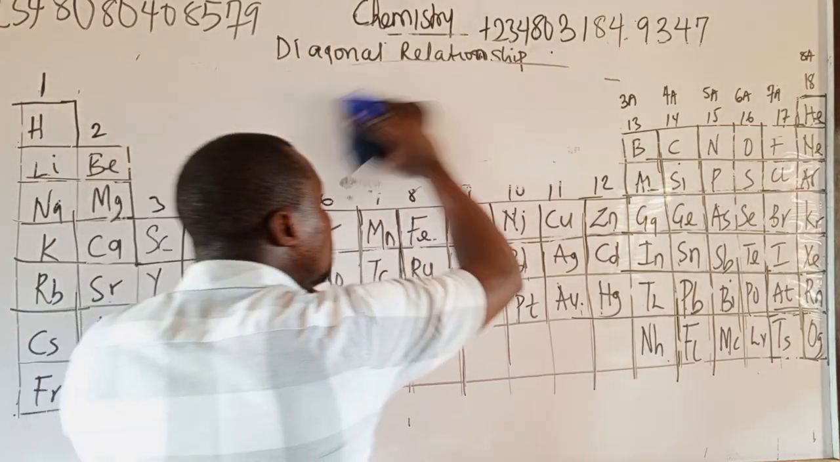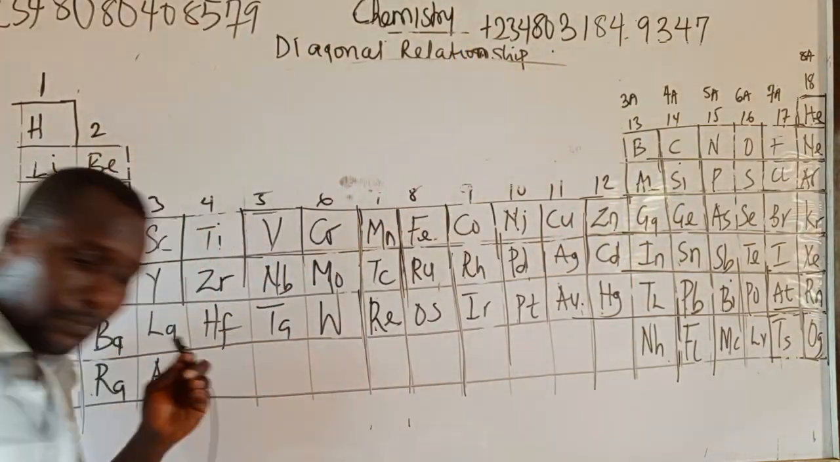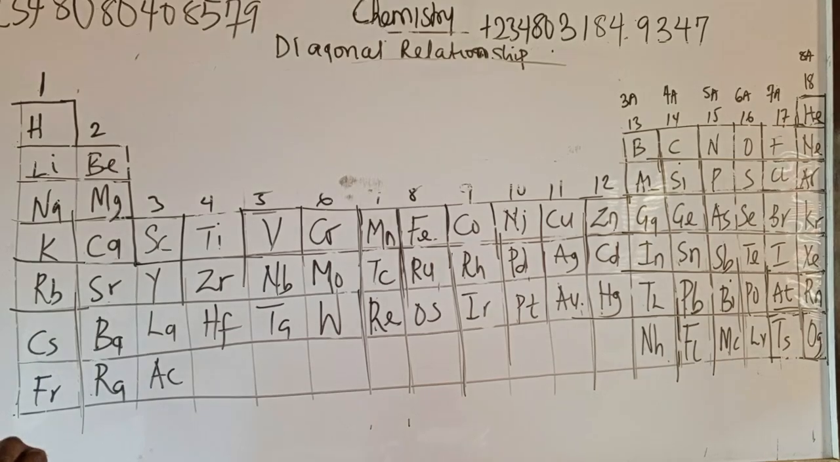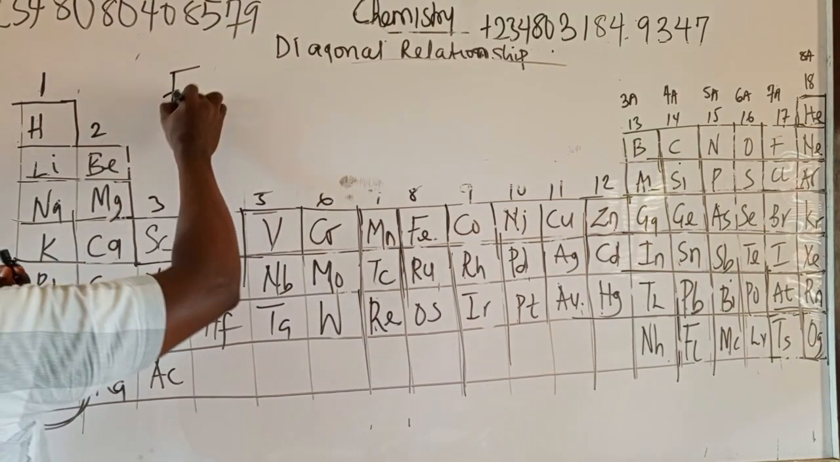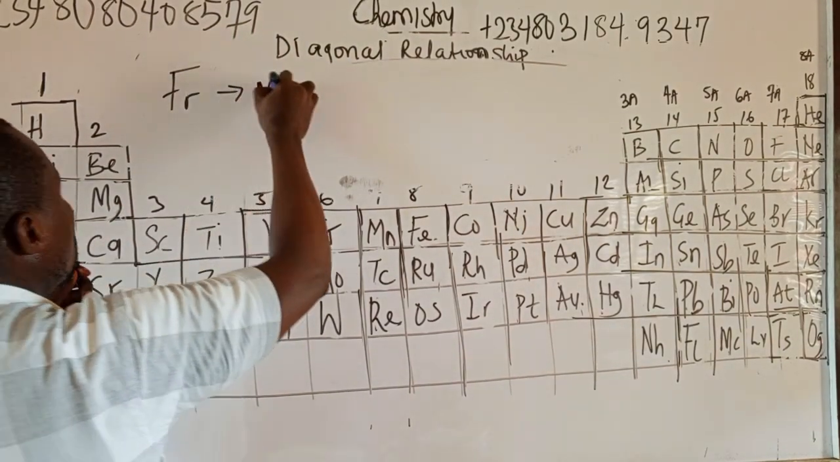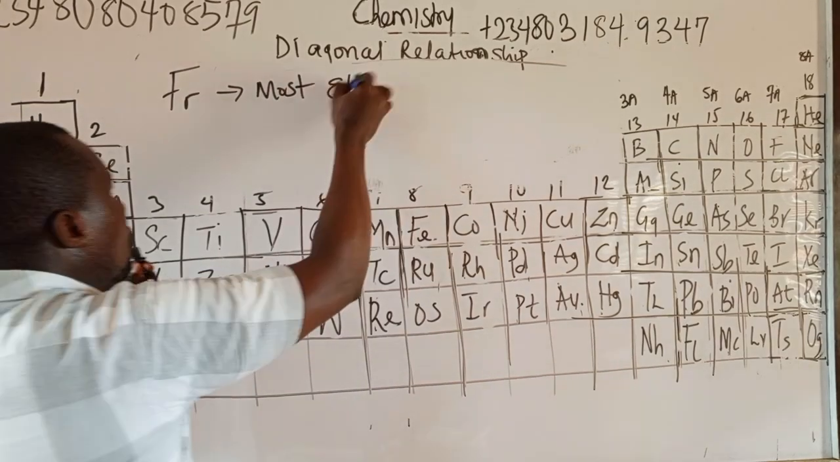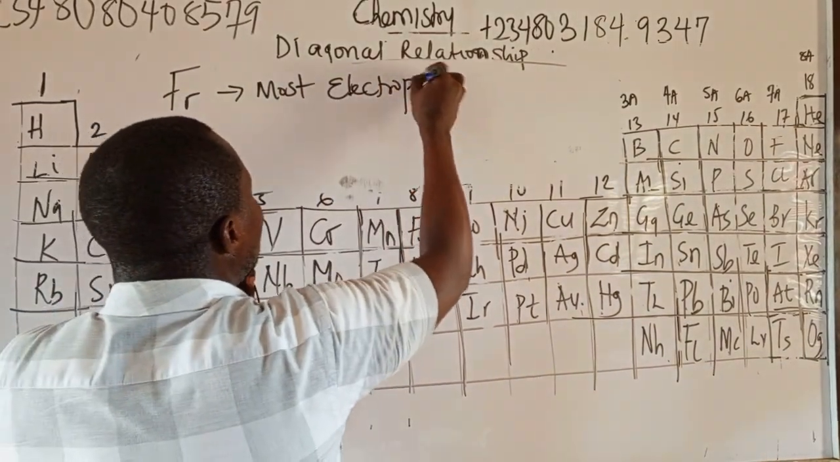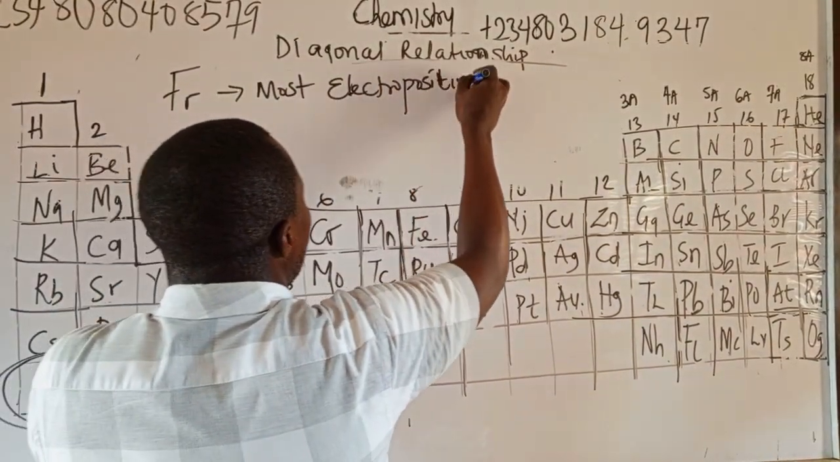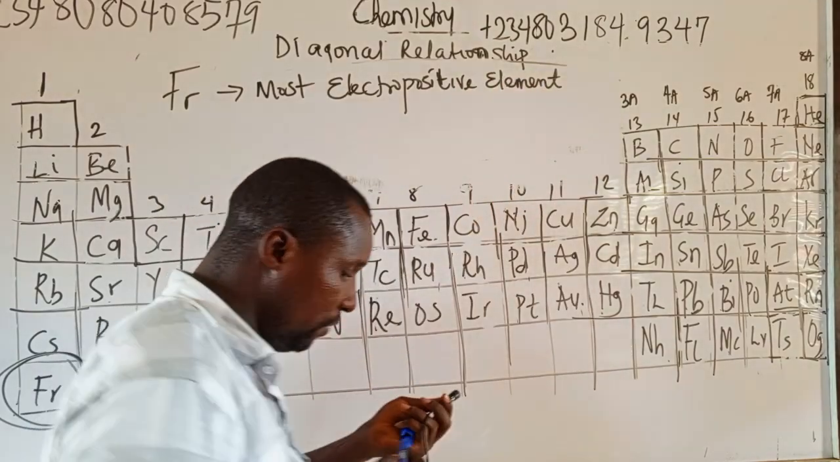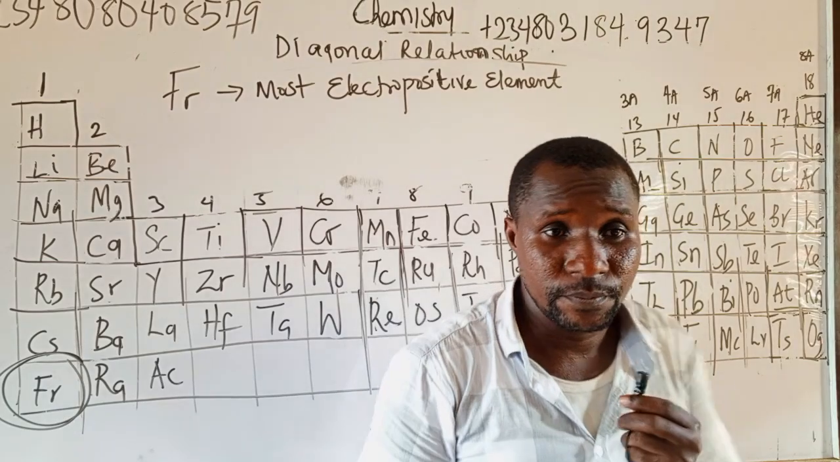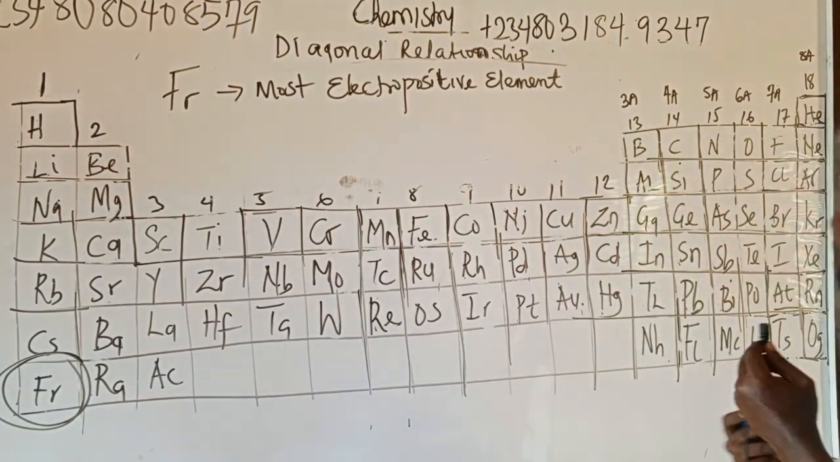Pause the video. Please take note. They can ask you. Listen. The most electropositive element is francium. Francium is the most electropositive element in the periodic table. The most electropositive element is what? Francium.